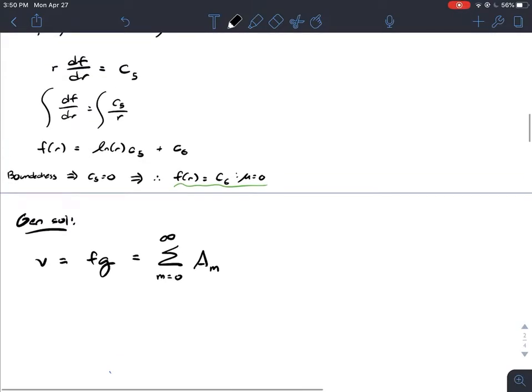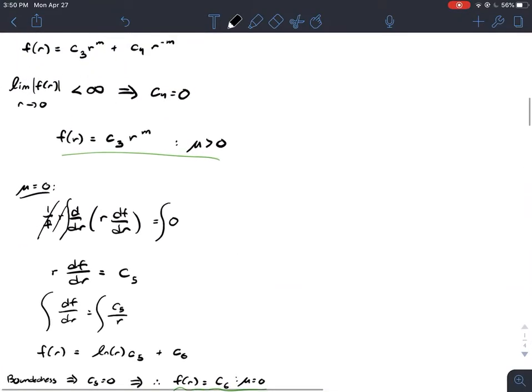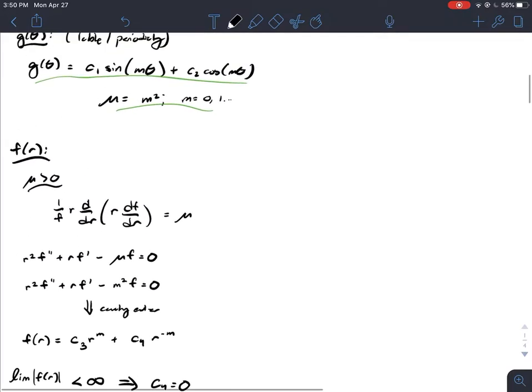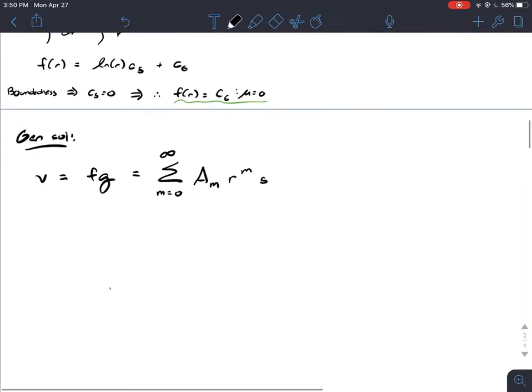So then we have an arbitrary constant a_m, and then r raised to the m, times sine m theta, plus b_m, a different arbitrary coefficient, times r raised to the m times cosine m theta. Great. So now let's apply the general solution to solve for the coefficients.